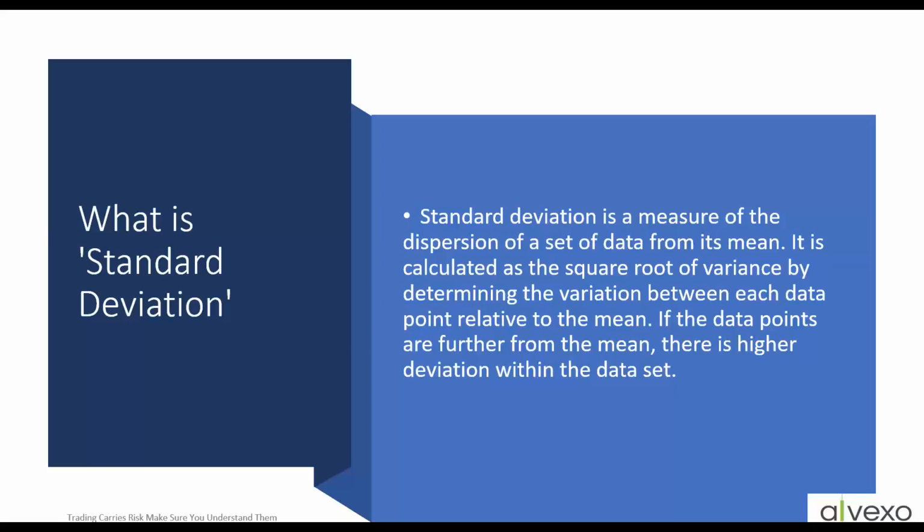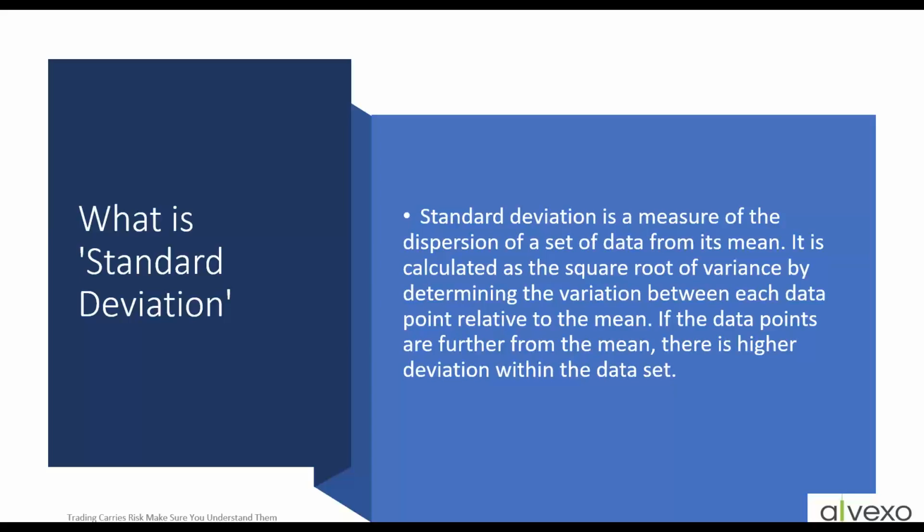So standard deviation is a measure of the dispersion of a set of data from its mean. It is calculated as the square root of variance by determining the variation between each data point relative to the mean. If the data points are farther from the mean, there's a higher deviation within that data set. Well, that told me, when the first 10 times I ever read this, and that was years ago, absolutely nothing. Okay, and I'm sure it told you virtually nothing right now unless you're a mathematician or statistician.